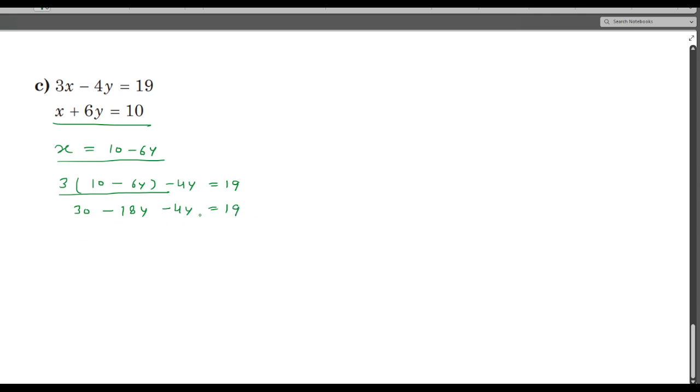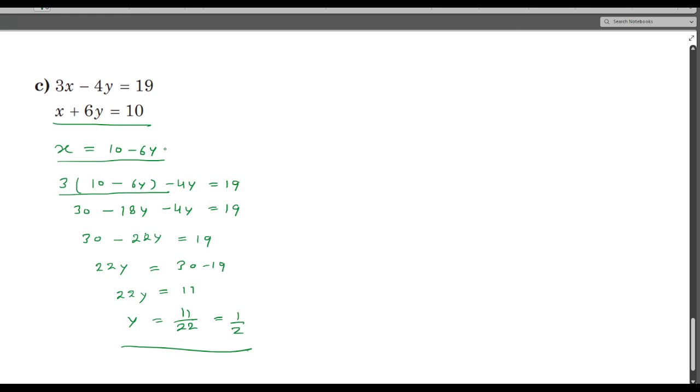So 18 and 4, it is 30 minus 22y is equal to 19. So your 22y is equal to 30 minus 19, which is 11. So your 22y is 11, therefore y is 11 divided by 22, which is equal to 1 divided by 2. So I got the value of y.